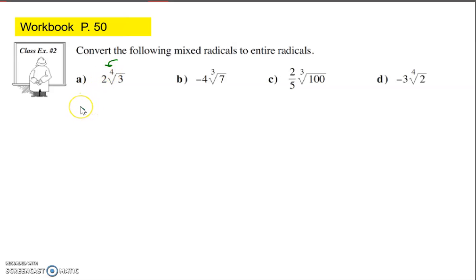So when this 2 needs to be put back inside, it's going to get to the power of 4. 3 was already there, so nothing will happen to it. Okay, so the fourth root, and this will become 16. So 16 times 3, and we get fourth root of 48.